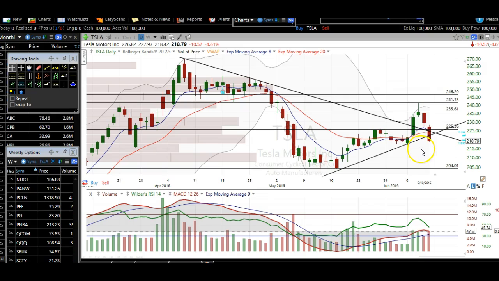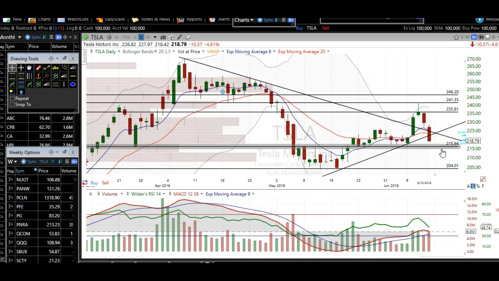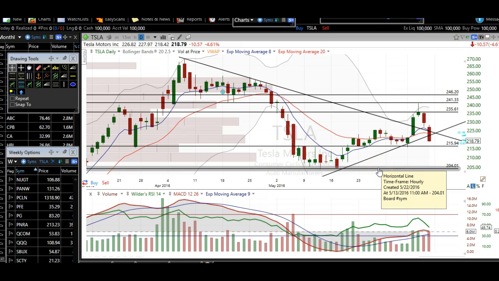Next support that I'm seeing is really right around, and I'm just going to draw it right there. So right around 215, 216, as you can see, the highs of these few candles here, here, here, and then on the underside, we've got support from the lows of this candle, this candle, this candle, this candle, and a couple of candles right here. So 215, 216, that's going to be support. Below that level, we've got support at about 204. So be aware of these levels on the Tesla chart.